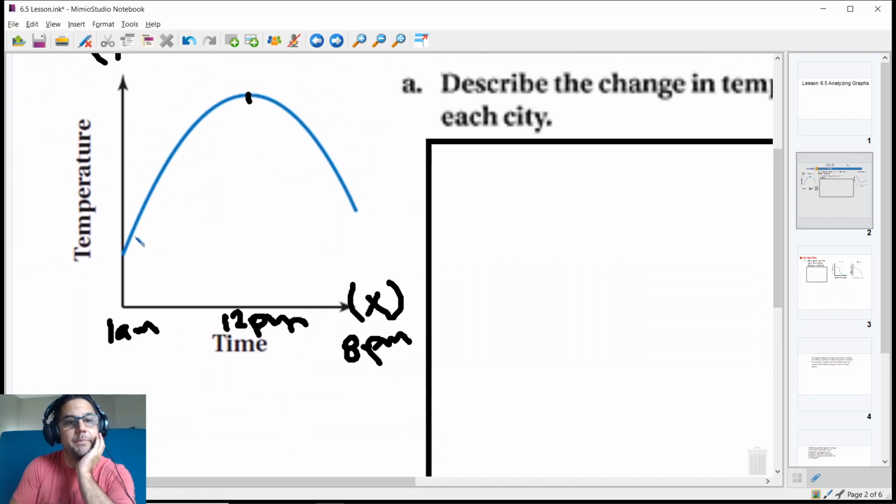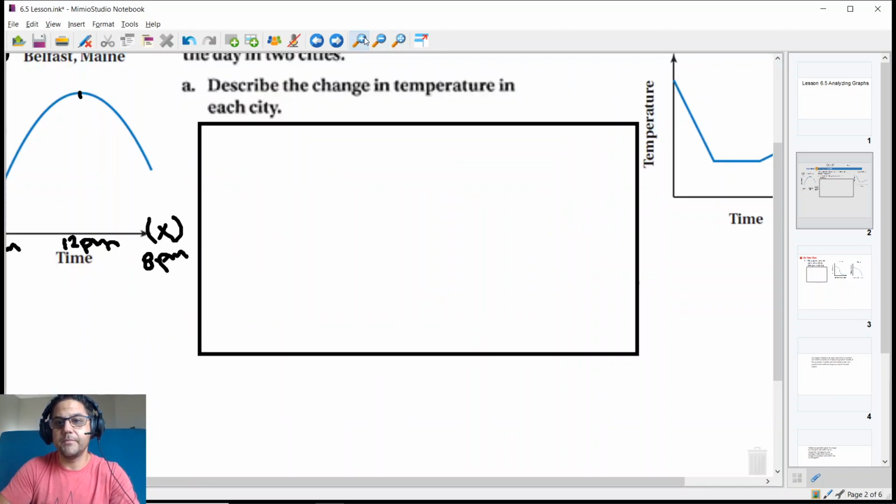So essentially, as the time increases, meaning it's morning, early morning, afternoon, evening, this would make sense, right? Because the temperature is increasing, reaches its high point, and then it's decreasing. So in other words, as the time increases, the temperature increases and then decreases. Now what about this one over here? Different city.